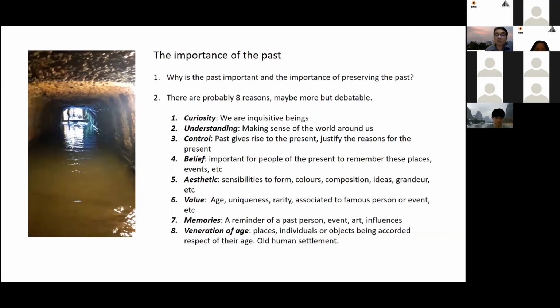So what's the importance of the past? Why is the past important, and the importance of preserving the past? So I put that here. Number 2 is that there are probably 8 reasons, maybe more, but debatable. So what's curiosity, understanding, control, the past gives rise to the present, justifies the reason for the present, belief, aesthetic, value, memories, veneration of age.